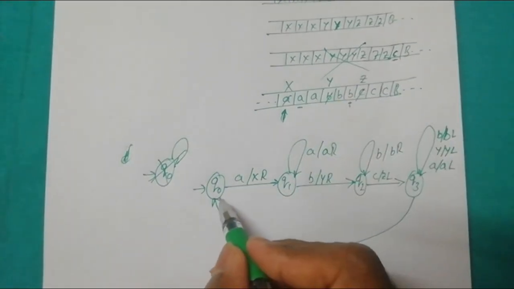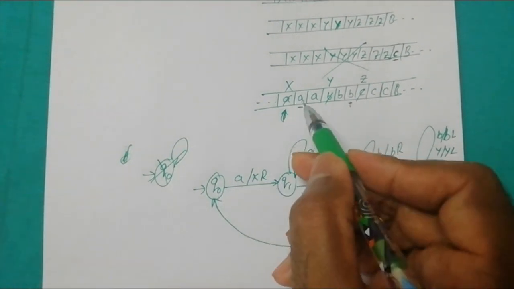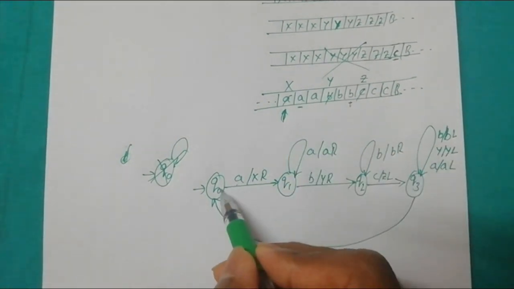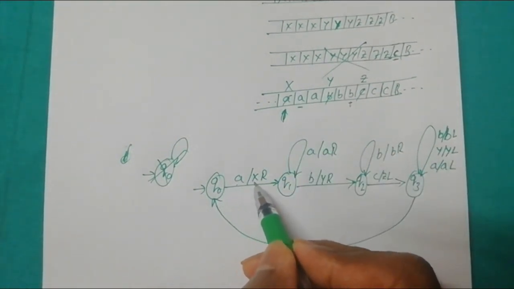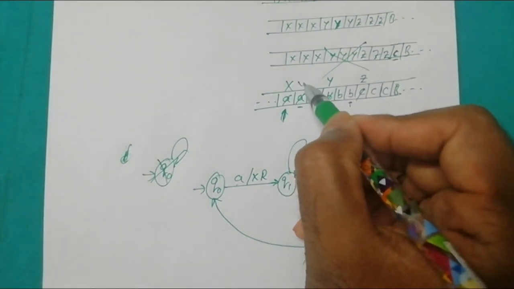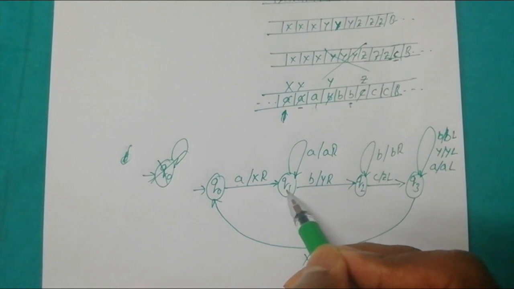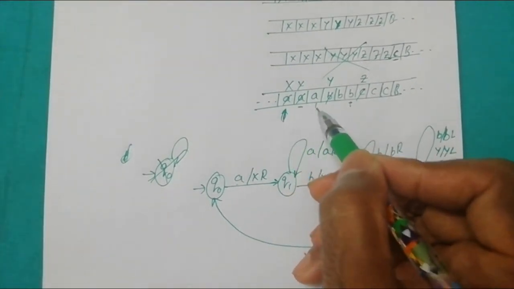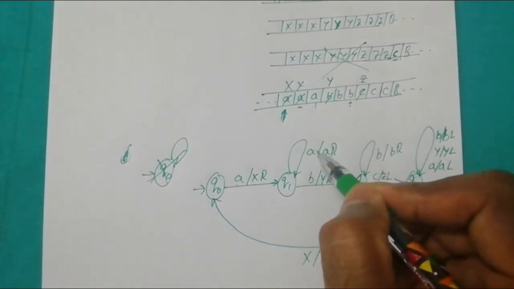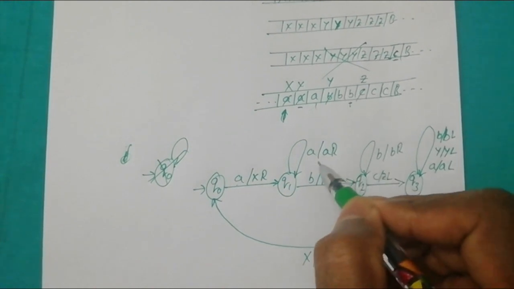Now we are currently in the state Q0. It will come across the input symbol A. When Q0 comes across A, it is converted to X and we move one cell to the right. We move to the state Q1 and we move one cell to the right. Next, again the same loop is repeated.